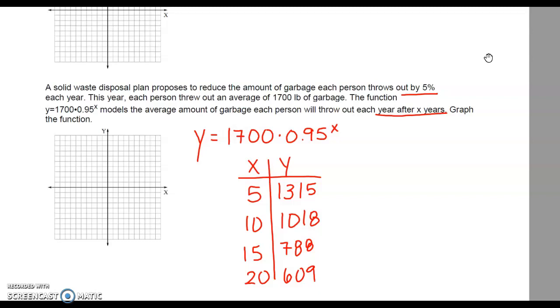So obviously, again, I'm not going to count by ones. I only need the first quadrant. I'm going to count by 5,000. So every other line, so we've got 5,000, 10,000, 15,000, 20,000. I'm going to go every other line and count by 5. So 5, 10, 15, 20. So 5 years, I'm at 1,300.